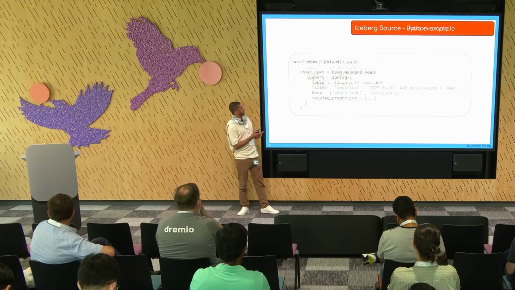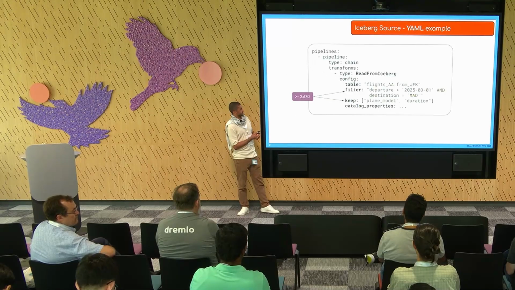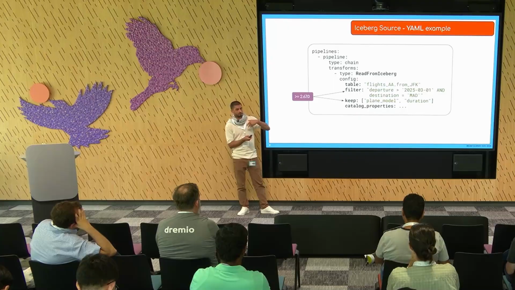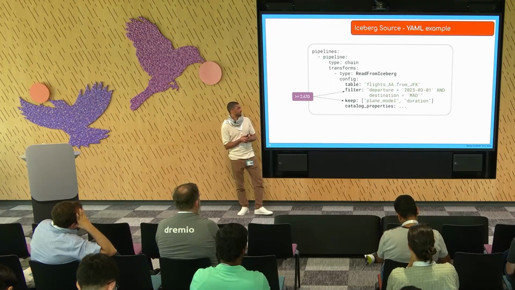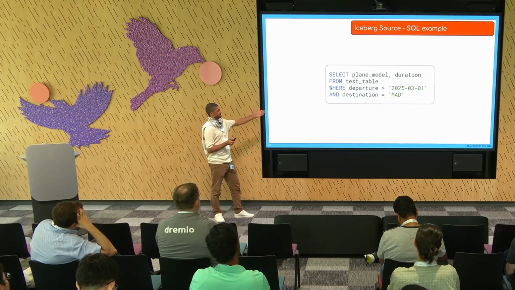So that's Java. This is Python. Same thing. This is YAML. For YAML, these two fields are coming in the next release. It's not out yet, but the read is still available. And this is SQL. This is the most familiar to people here, but it does the same thing. All of the filtering and column pruning are done at the scan level.